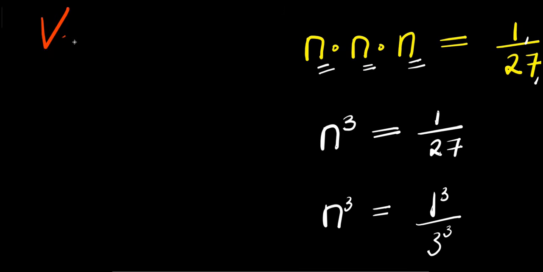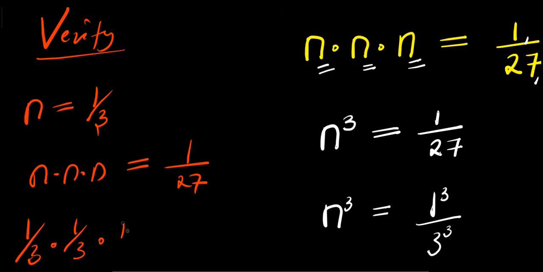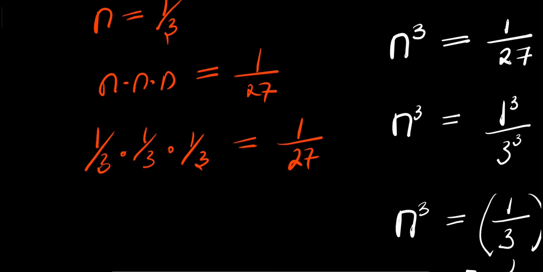Let's verify. So we have n equals 1 over 3. That is n times n times n equals 1 over 27. So we have 1 over 3 times 1 over 3 times 1 over 3 equals 1 over 27. 1 times 1 times 1, that is 1, divided by 3 times 3, 9, 9 times 3, 27 equals 1 over 27.